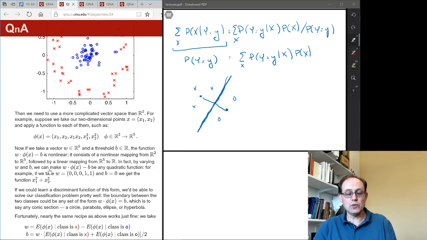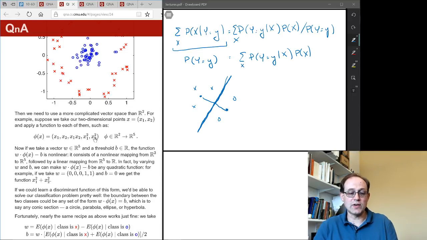And so if we vary w, we can make w dot phi of x minus b be any quadratic function. For example, if we take the last two coordinates of w to be the only things that are non-zero and make them both 1, then w dot phi of x is just x1 squared plus x2 squared, right?